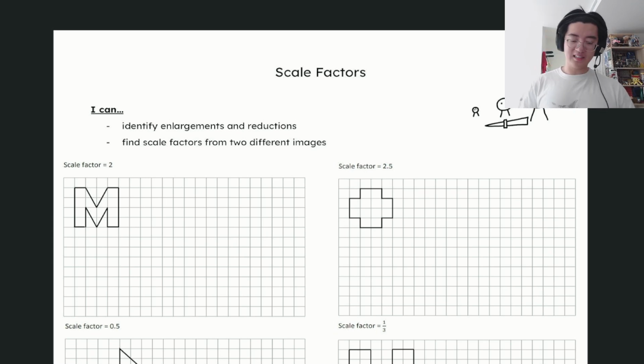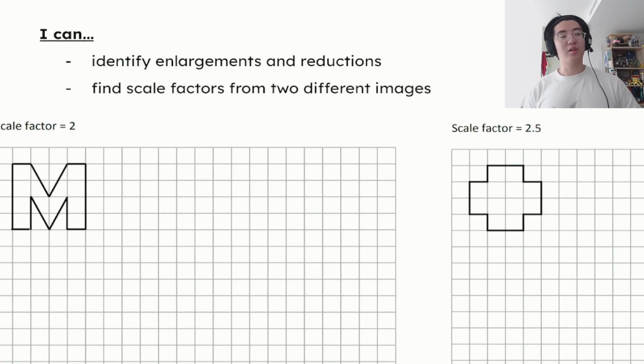Alright, so in this unit we'll learn about how we can enlarge and reduce shapes so that we can essentially change their size. Starting off, let's look at some grids here. Whenever we have a scale factor, we're essentially just multiplying our length by that number.